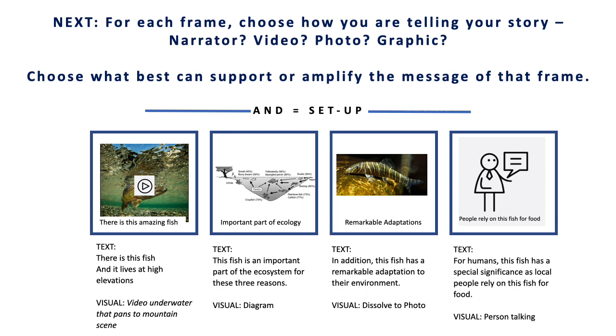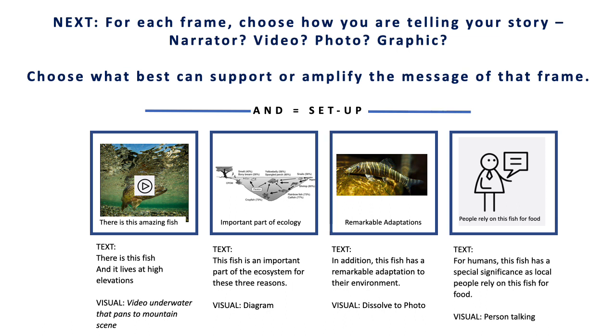So in my example here, I have my text. There is this fish. I've decided to put a video there to really show a video of a fish underwater in this amazing environment. My next frame, I'm talking about the ecosystem. And so I feel that maybe a diagram would best represent and show my audience what I'm saying. And then the next frame, I'm talking about the remarkable adaptations of this fish.